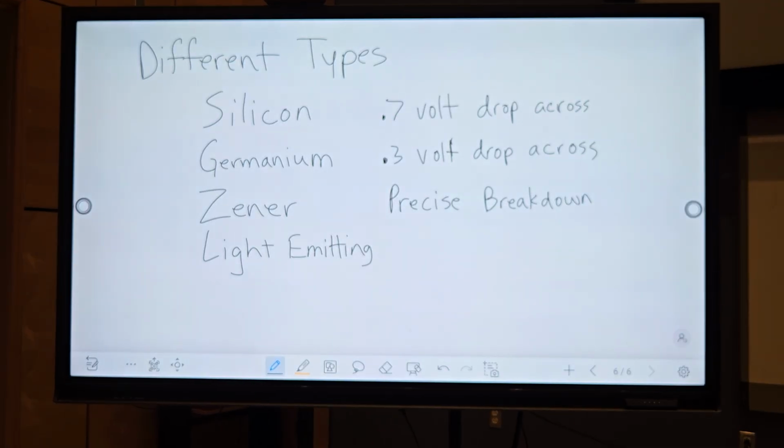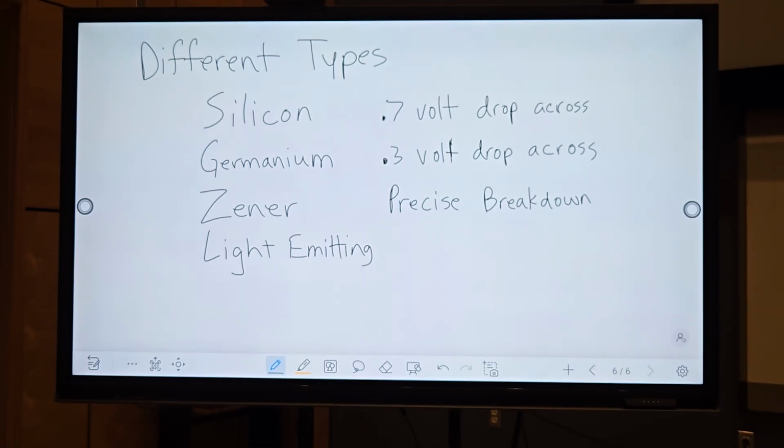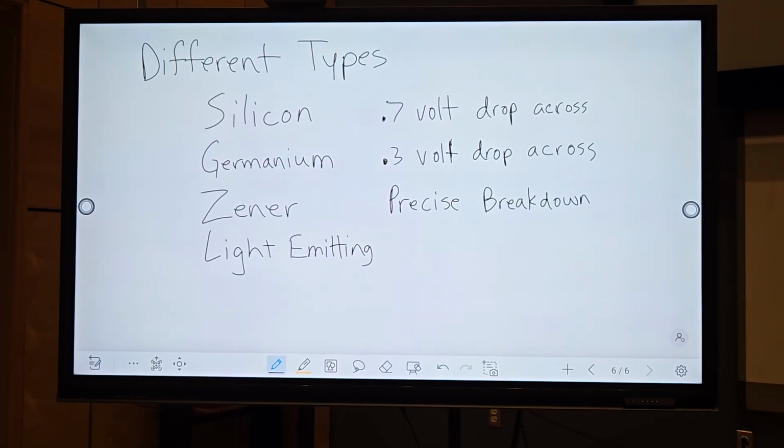Now the breakdown voltage is the voltage at which current will flow the wrong direction in a diode. That typically is quite high on your general rectifier diodes. Zener diodes are used to have a precise level go through them. They break down at a very precise level.